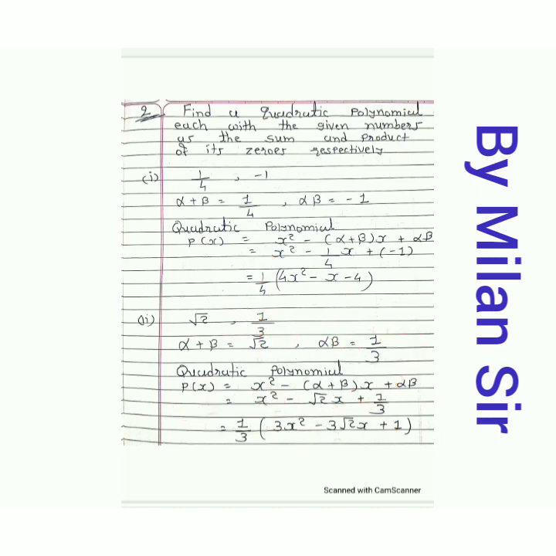Second question, again first value is our alpha plus beta, second value is our alpha into beta. So alpha plus beta is equal to under root 2, and alpha into beta is 1 by 3. So again same formula, quadratic polynomial p of x is equal to x square minus (alpha plus beta) into x plus alpha into beta. Now put the value of alpha plus beta, it is minus under root 2, alpha into beta, it is 1 upon 3.